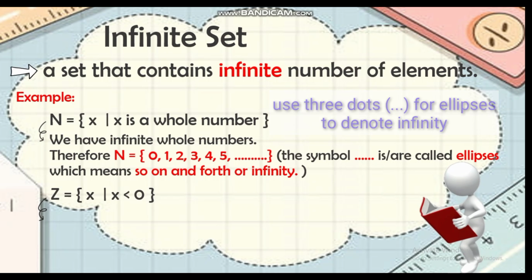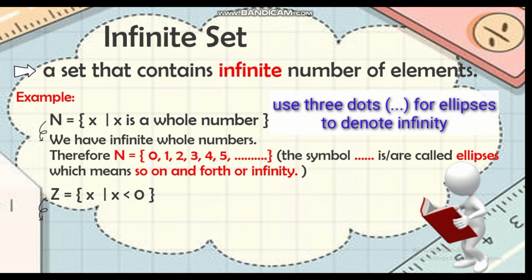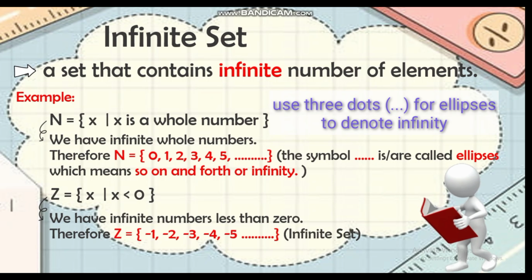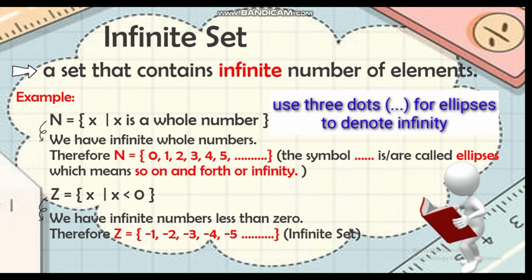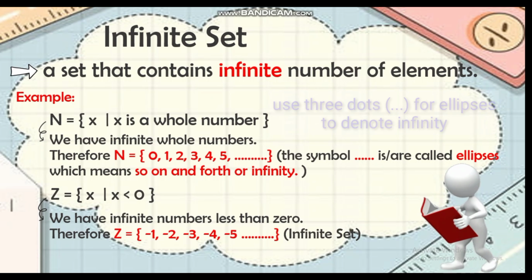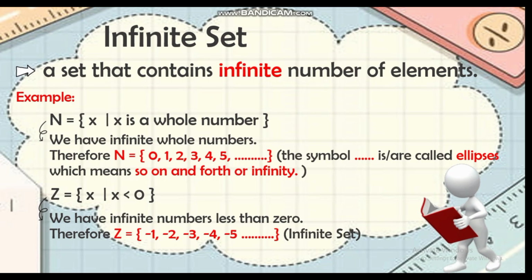So another example, we have set Z. Set Z is a set of all x such that x is less than 0. So meaning to say mas gamay pa sa 0. So we are talking about integers, negative integers. So we have infinite numbers less than 0. So therefore, Z is equal to negative 1, negative 2, negative 3, negative 4, negative 5, so on and so forth. So that is an infinite set with infinite numbers of elements.